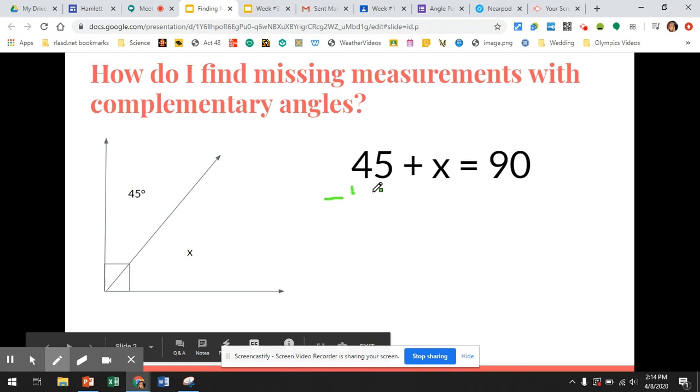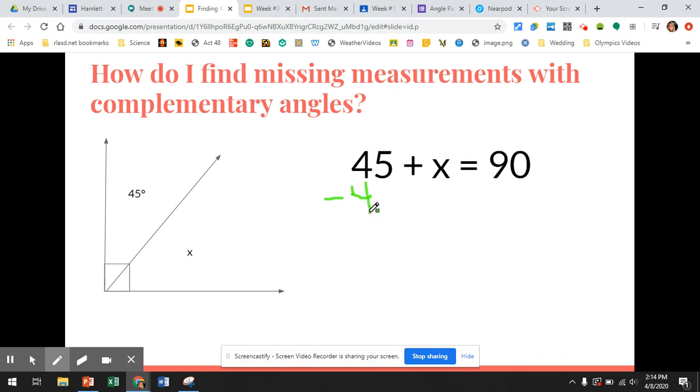So I'm going to subtract 45 from both sides, which would leave me with x equaling 45. All right, so my missing angle measurement would be 45 degrees.